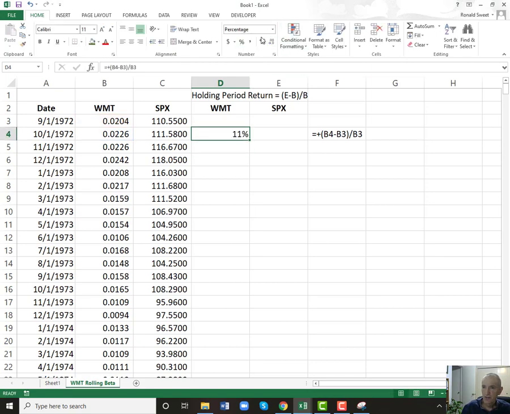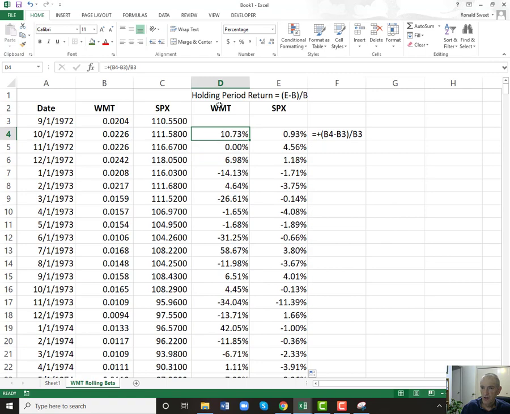We'll change it to a percent, and then we can copy that over to the S&P. So the S&P, same thing. Highlight those two and copy them down. And now you've got your holding period returns for this whole period.